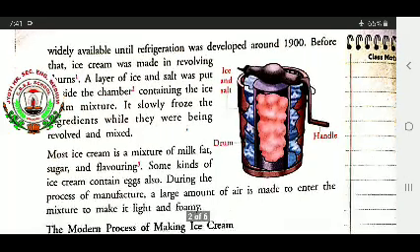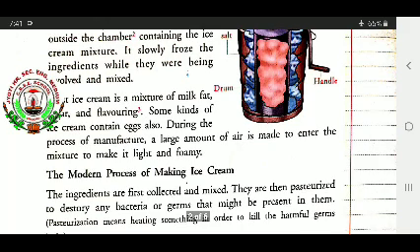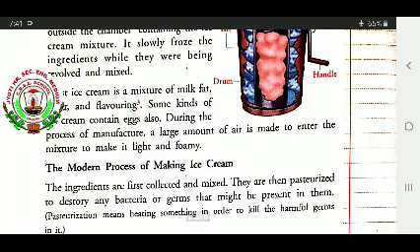Now, we'll learn the next para. The modern process of making ice cream. Till now we have learnt about the olden ways of making ice cream. Now we will read about the modern process of making ice cream. Let's start. The ingredients are first collected and mixed. They are then pasteurized to destroy any bacteria or germs that might be present in them. Pasteurization means heating something in order to kill the harmful germs in it.